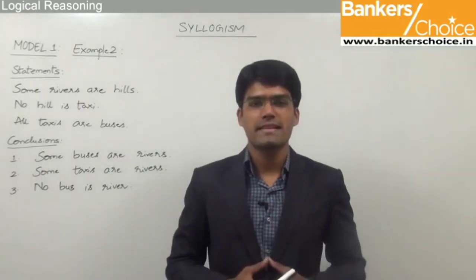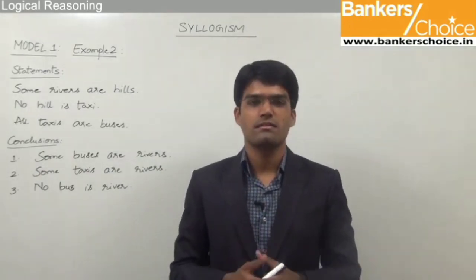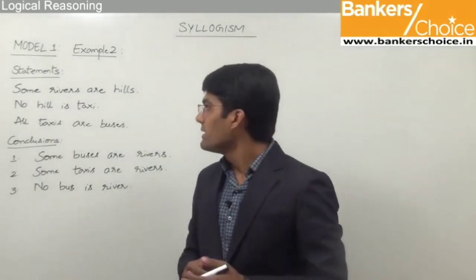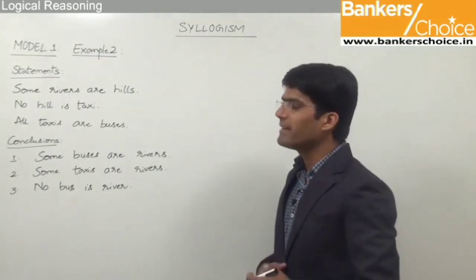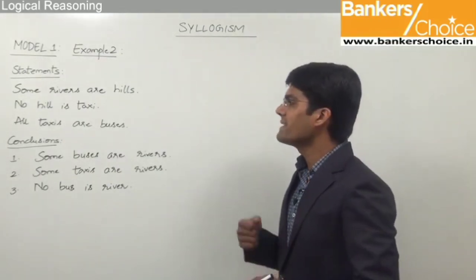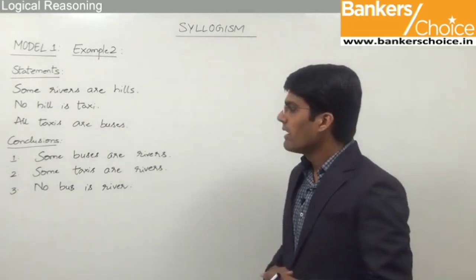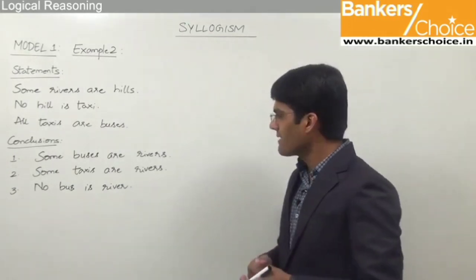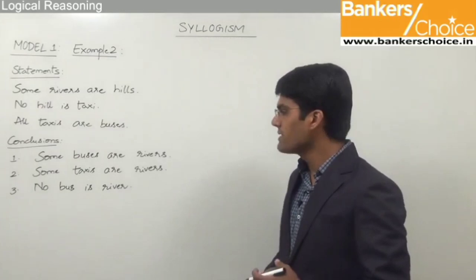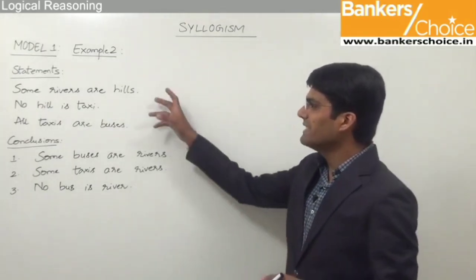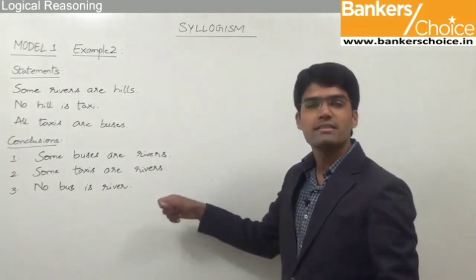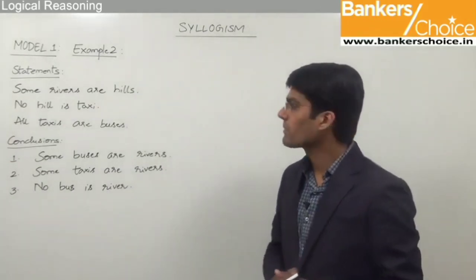Let us now take another example based on model number 1, which is about conclusions. The given statements here are: some rivers are hills, no hill is taxi, all taxis are buses. And the conclusions are: some buses are rivers, some taxis are rivers, and the last conclusion is no bus is river. So based on these statements, we need to find out which of these conclusions are definitely true.